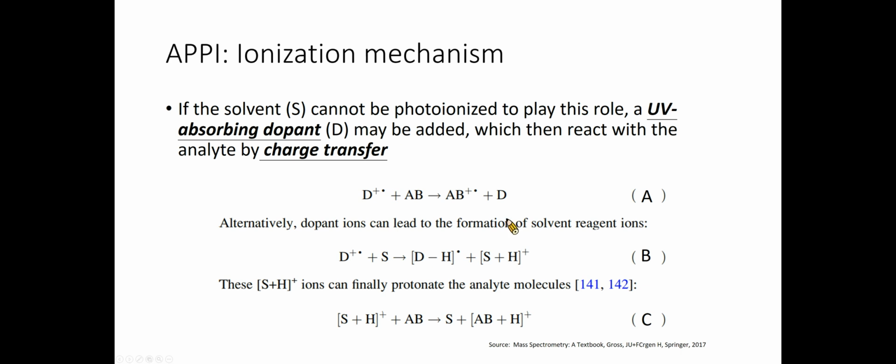In the case that the solvent cannot be photoionized by the UV lamp, we can add a UV-absorbing dopant to facilitate the chemical ionization by charge transfer, as explained in these equations. The excited dopant ions may directly lead to the formation of molecular ions or the solvent reagent ions. Methanol, for example, cannot be ionized by use of a krypton lamp, but addition of some acetone as dopant will allow the process described in equations A, B, and C to occur.